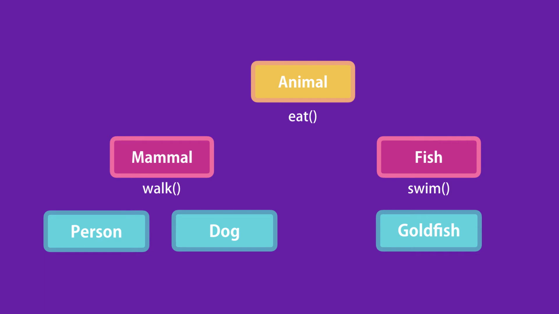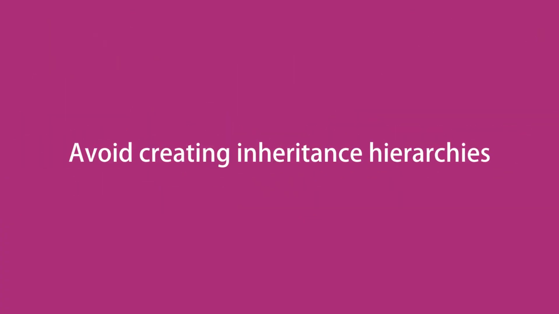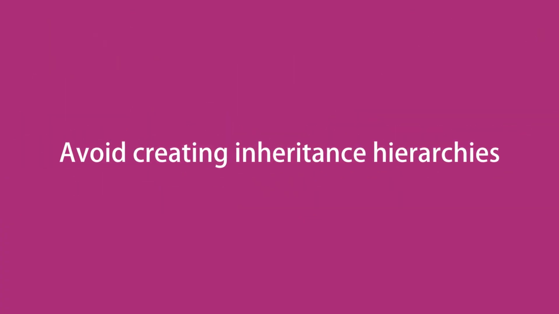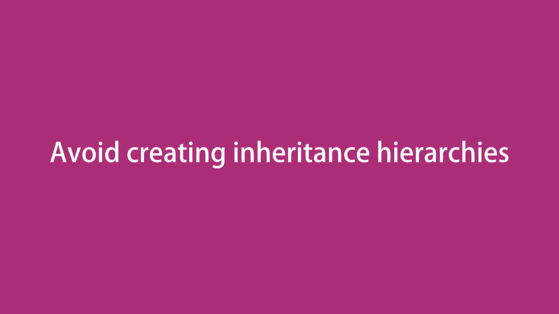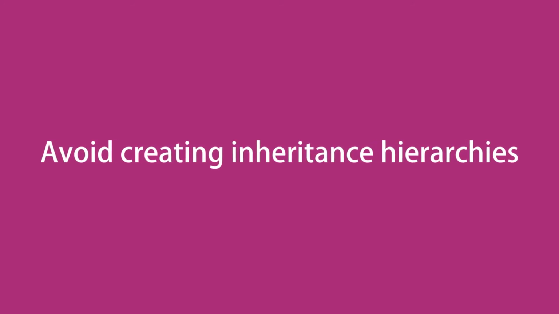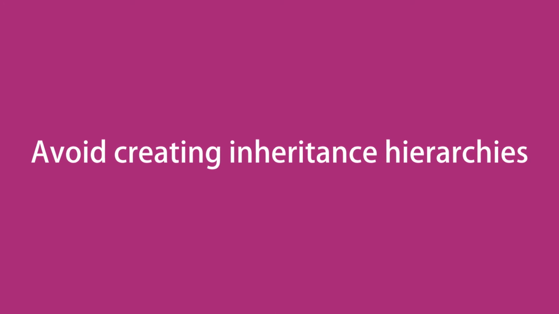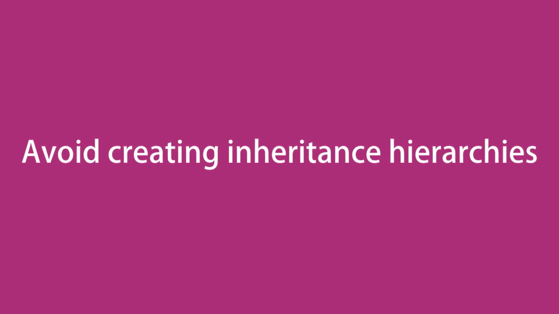Now, what would happen if we had 10 different types of animals? This hierarchy would get more and more complex, and we have to constantly go back and forth to determine the right place to implement a method. So, avoid creating inheritance hierarchies because they're very fragile. If you want to use inheritance, keep it to one level. Do not go more than one level of inheritance.